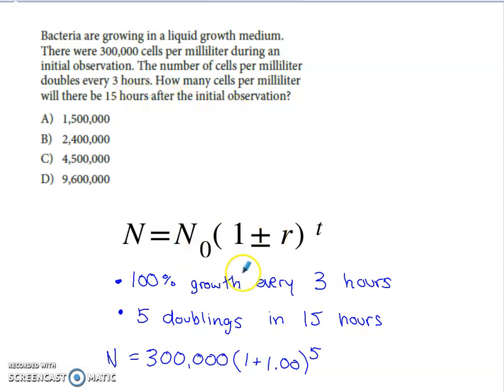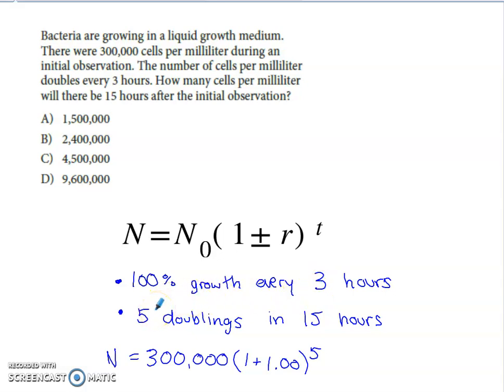So I do want to build my equation here. I'm going to go with a similar strategy as we've used throughout the video. What is my growth rate? Well, if I am doubling every 3 hours, I have 100% growth every 3 hours, right? If I have initially 300,000, after 3 hours, I'm going to have 600,000. That's 100% growth every 3 hours. Now, we're asked a question about how many cells per milliliter there will be after 15 hours. So there will be 5 doubling periods in 15 hours if each doubling period is taking 3 hours, right? 15 divided by 3, I'm going to have doubled 5 times.